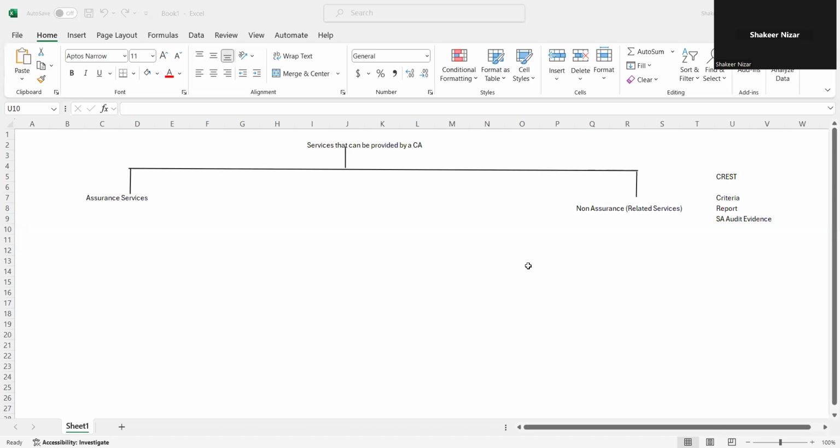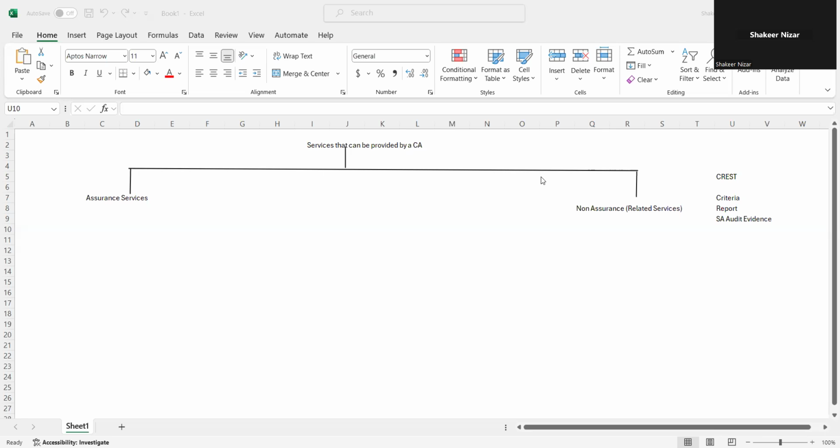Sorry for the disruption. So again, we are moving to the chart. The services which can be provided by a chartered accountant are of two types: assurance services and non-assurance or related services. The classification between assurance services and non-assurance services is purely and mainly based on the assurance framework. I think you are aware that that is the CREST framework.